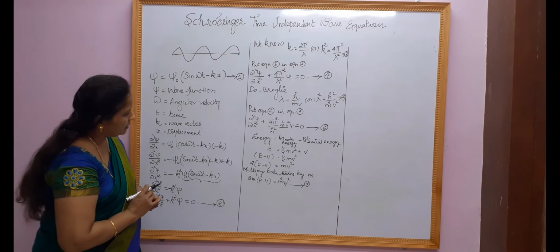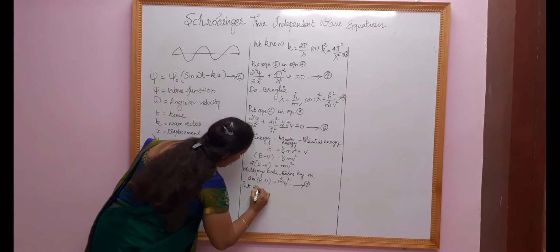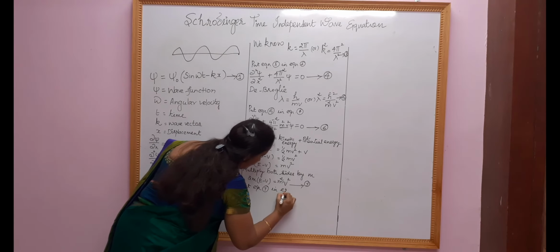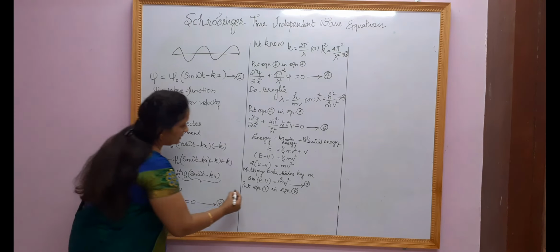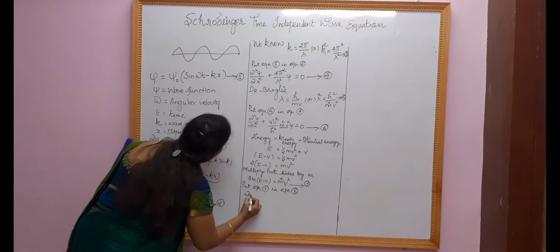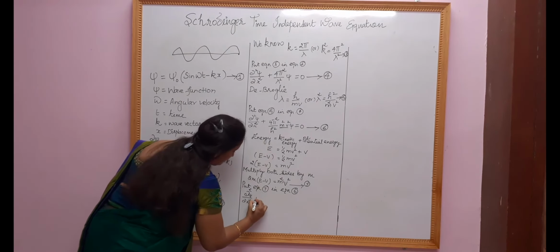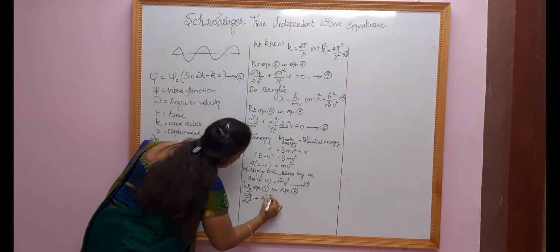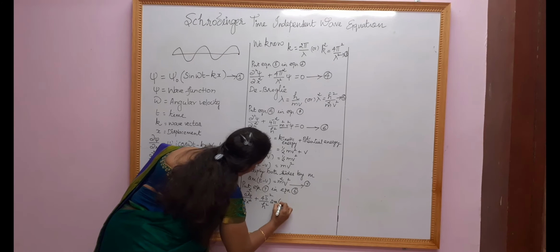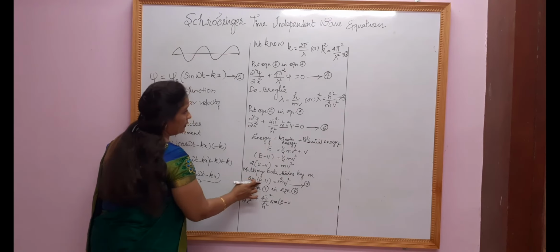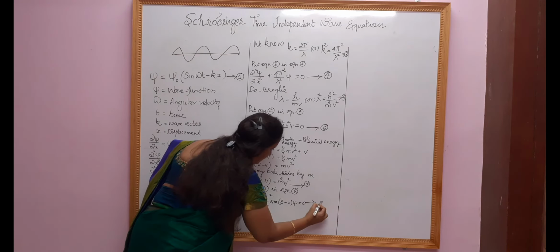Put equation 7 in equation 6. So it is dou square psi by dou x square plus 4 pi square by h square into 2m(E minus V) into psi is equal to 0. This is your equation number 8.